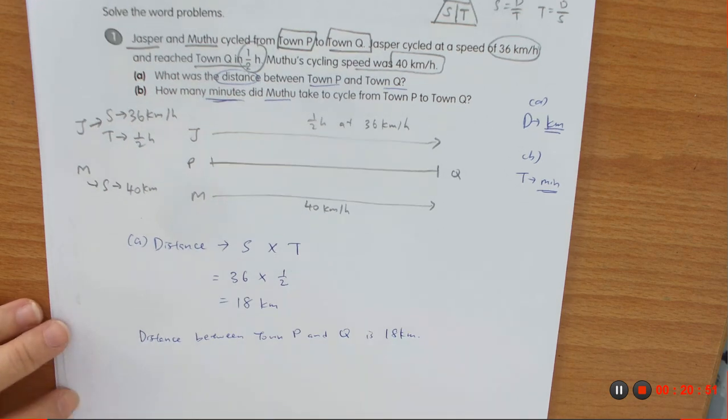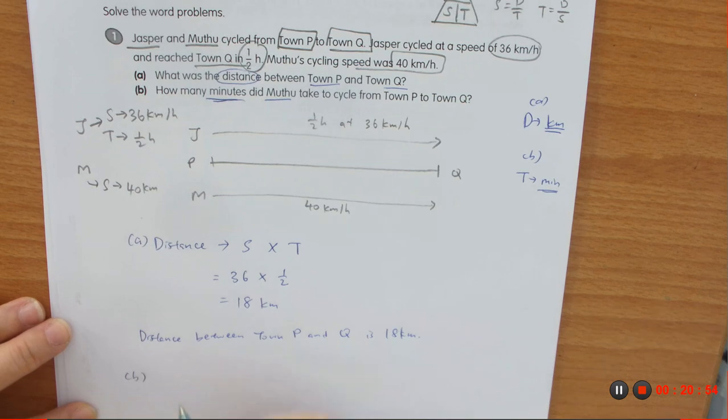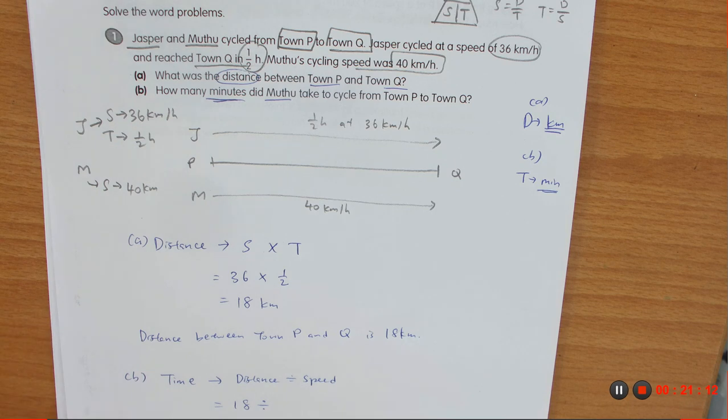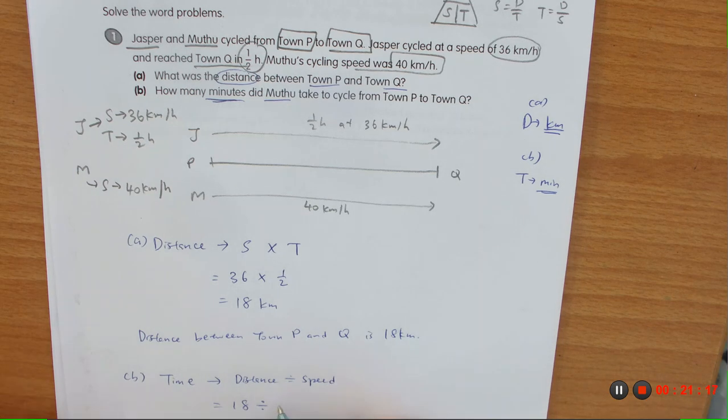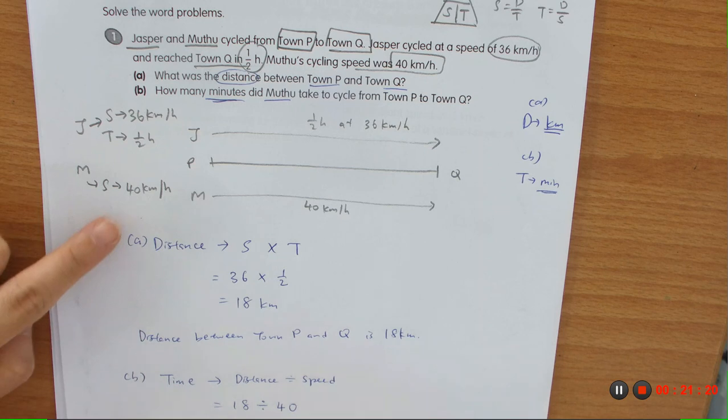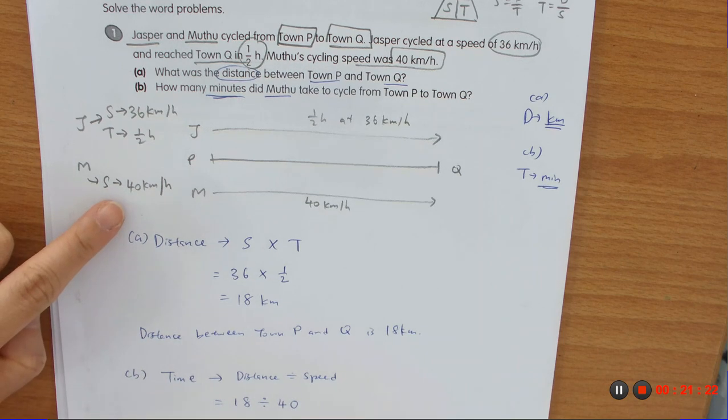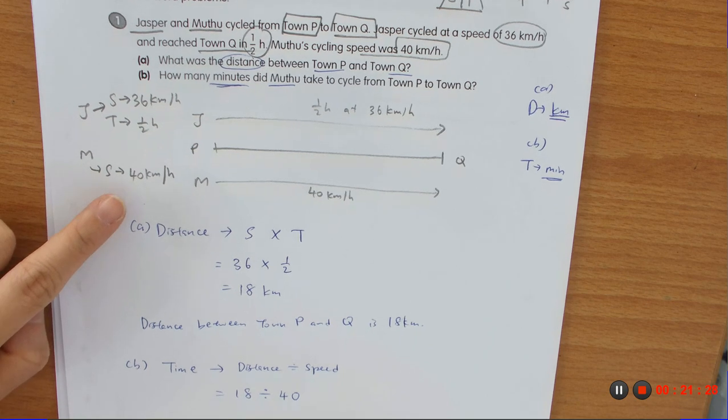Now I go on to part B. Now I need to find time for Mr. Muthu. Okay, which is distance divided by speed. In this case, I have 18 kilometers and, oh sorry, I wrote the wrong unit here. Speed is kilometer per hour. Okay, distance divided by speed. Muthu's speed is 40 kilometers per hour. That's the first one, part A.